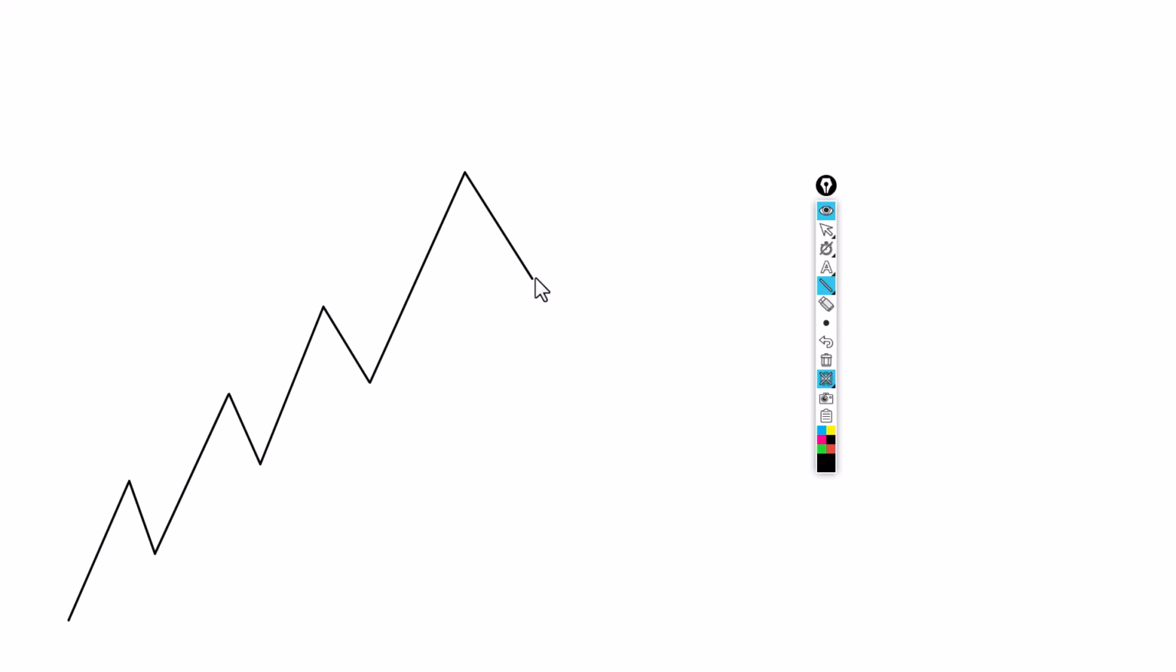Now, the MACD indicator tends to spot shifts in momentum. So let me give you an example. Let's say that price moved from this point to this point. This was the move in the direction of the trend. And let's say this move was like 100 pips.